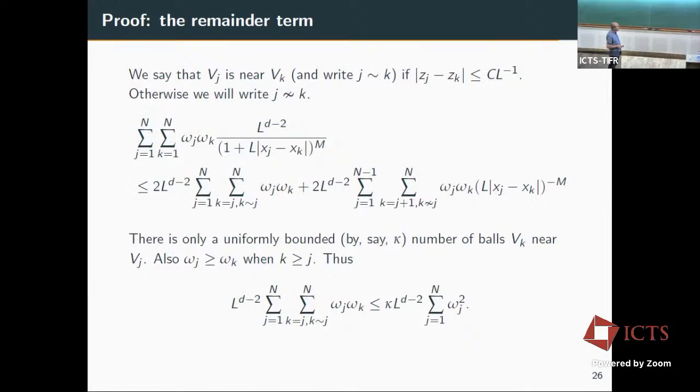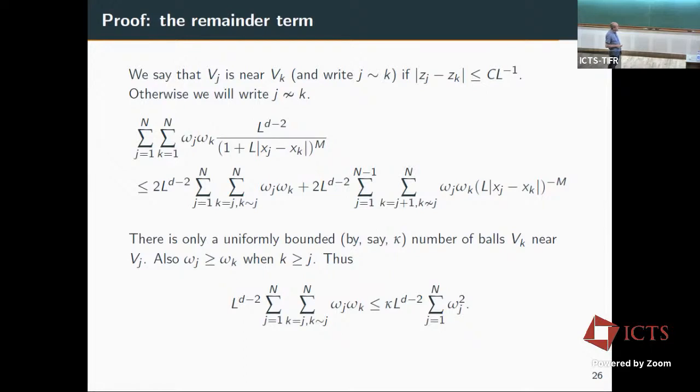Okay. So how do we handle the first part? Well, the idea is that there is only a uniformly bounded number of balls Vk near each ball Vj. This is by measure ideas, but I mean, this is just a matter of the measure of the regions and the balls.